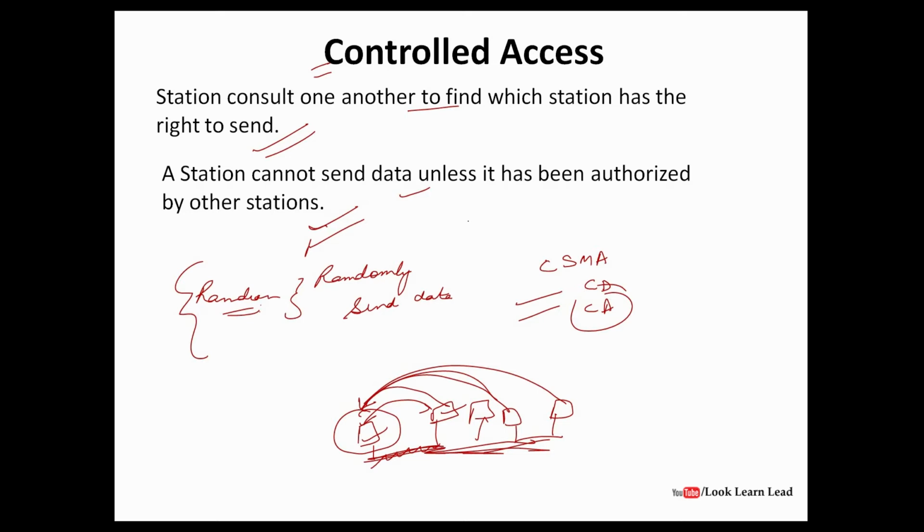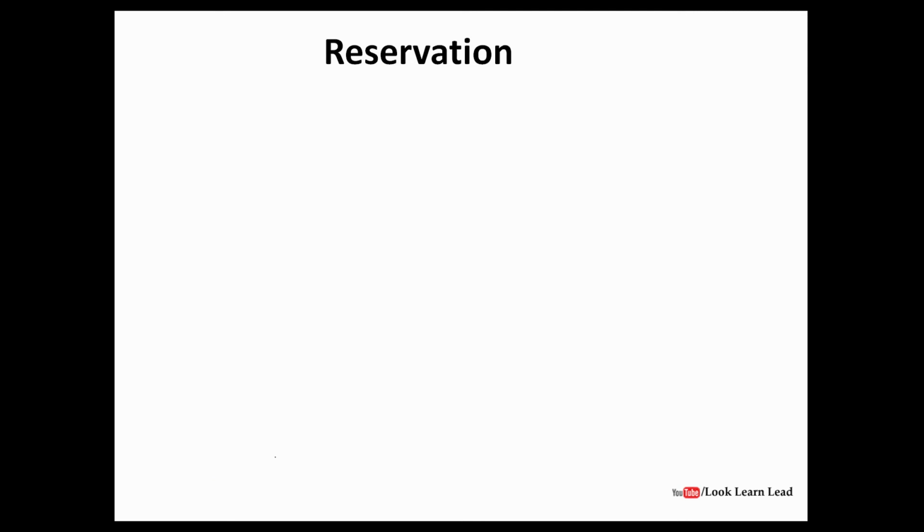Let's see what they are. There are three types of controlled access protocols. First is reservation, second is polling, and third is token passing. We will be seeing all of them. Let's see what reservation is.